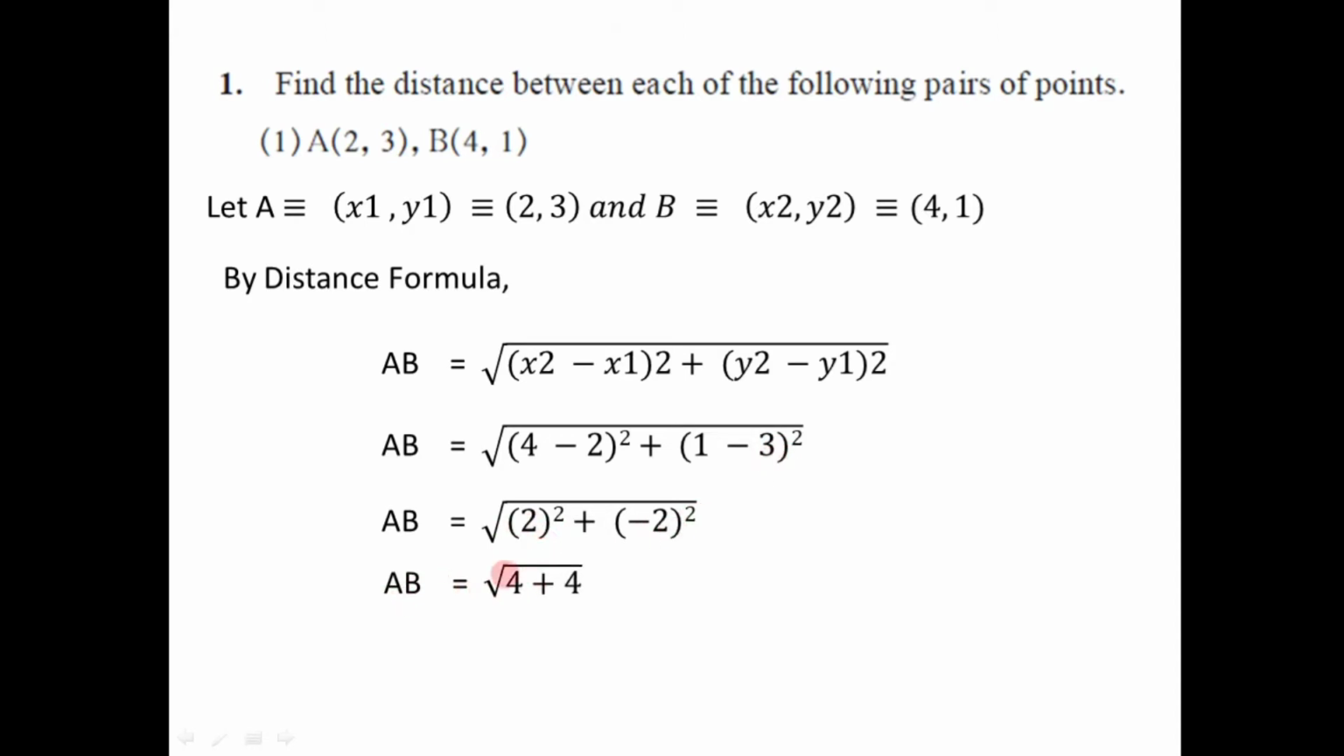And in the next step we have the square of 2 is 4, plus the square of minus 2 is also 4. So we get under root 4 plus 4, that is AB is equal to root 8. If we simplify this further, we get AB is equal to under root 4 into 2, because we have split 8 as 4 into 2, where 4 is a perfect square. So if we take 4 outside the square root sign, its square root should be taken, that is 2 into root 2. So this is the distance AB. That means the distance between these 2 points is 2 root 2 units.